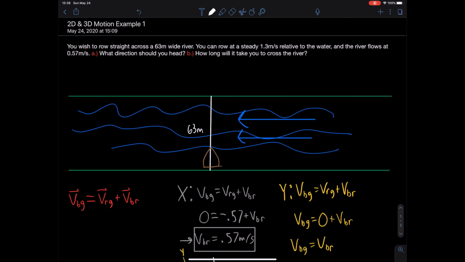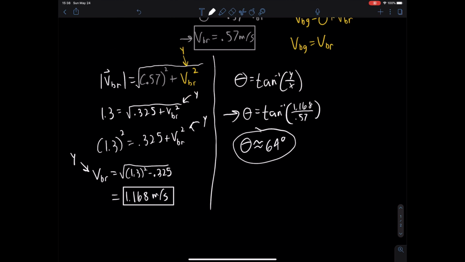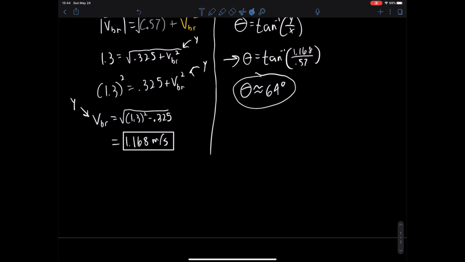Now, part B said, how long will it take you to cross the river? Well, we have a bunch of information about the velocities, and we have a certain distance that we're trying to get. So what we're going to use is the position kinematic equation. So we want the equation y equals initial position in the y direction plus initial velocity in the y direction times time plus the acceleration in the y direction times t squared over 2.